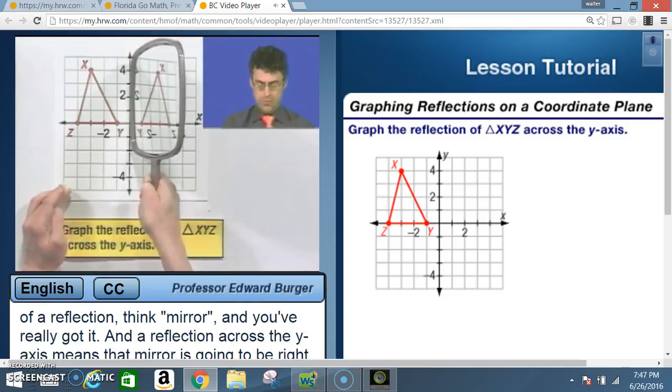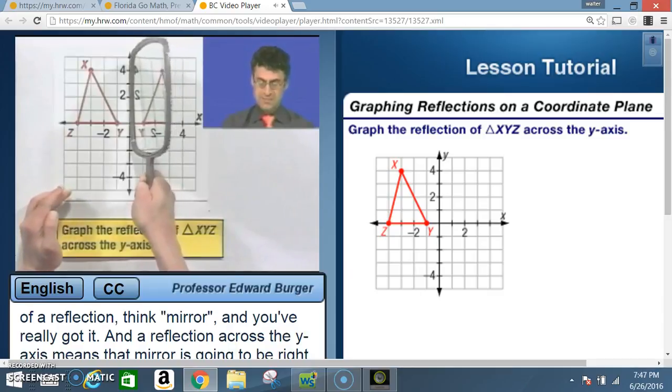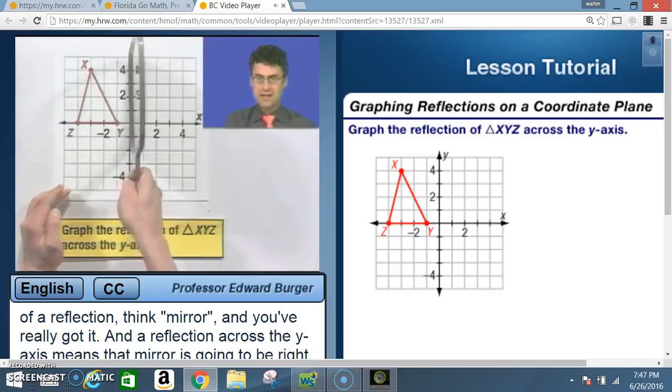Reflection across the y-axis means the mirror is going to be right on the y-axis, and then you see where it is.